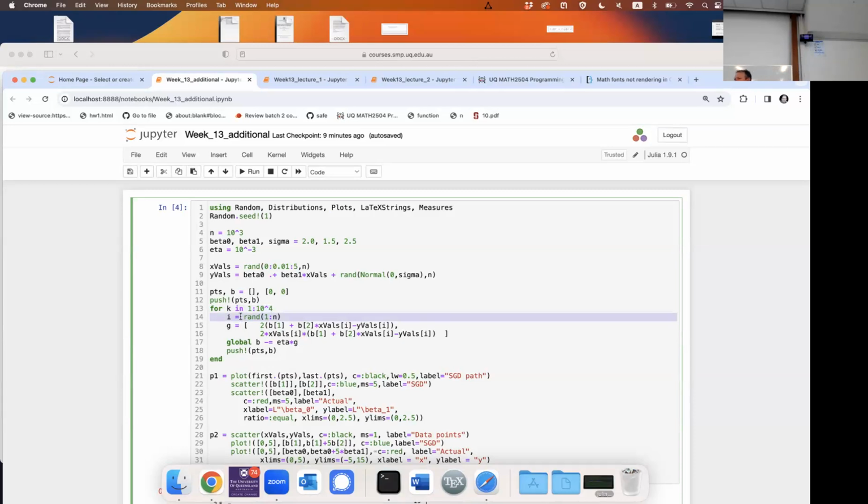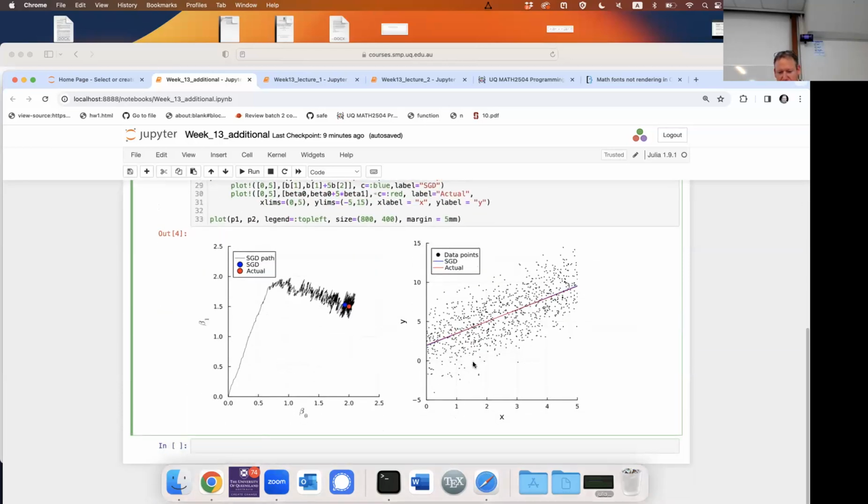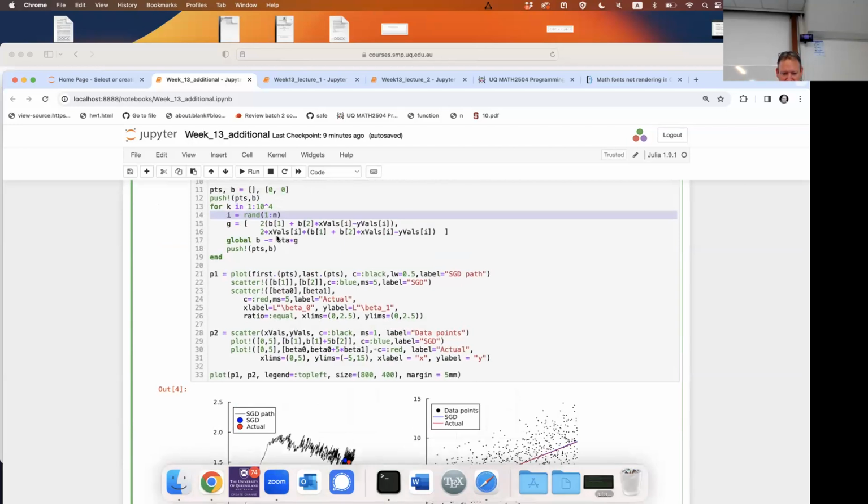What's the rand? Just picking up on what I said. So random i would be what? An observation. So we're choosing which from all of these points we're going to go randomly by. And then here, this is an explicit expression for the gradient.